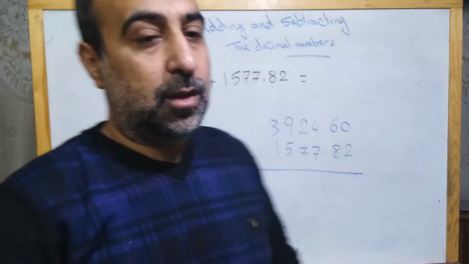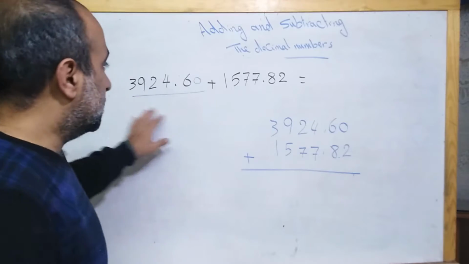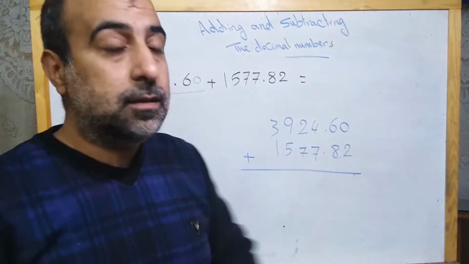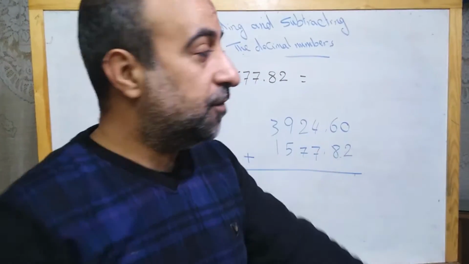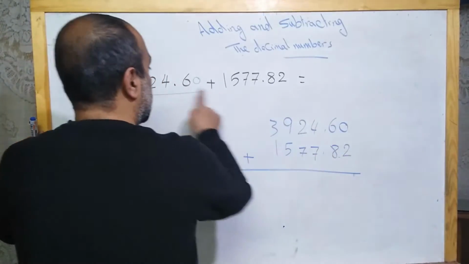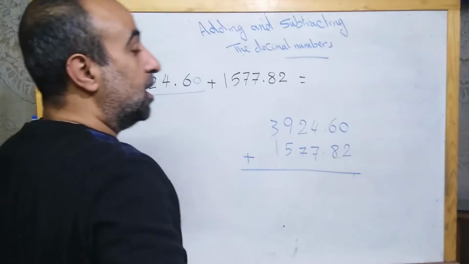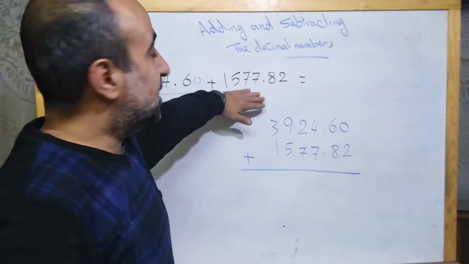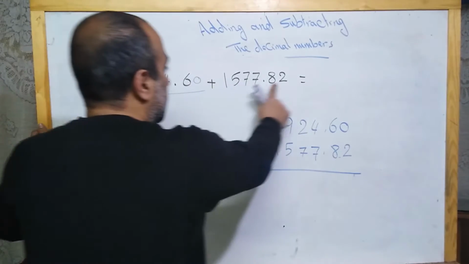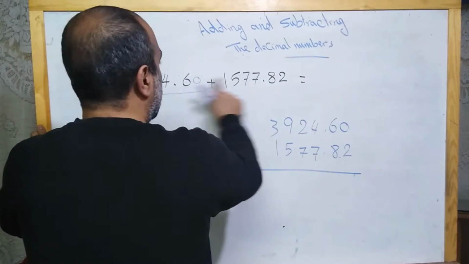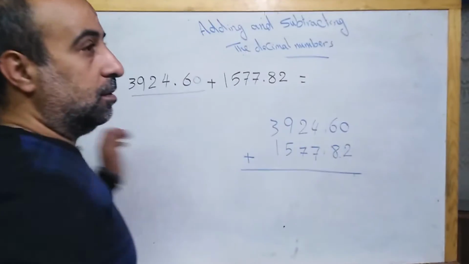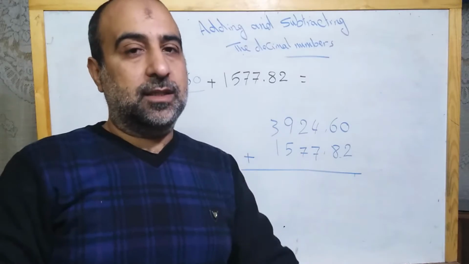Notes: write the first number first in the top, beginning with the right side. I began to write 0, after that 6, 0.4 and so on. And in the bottom we will put the second number from the right side. 2 under 0, 8 under 6, point under point, and so on, to make it easy.